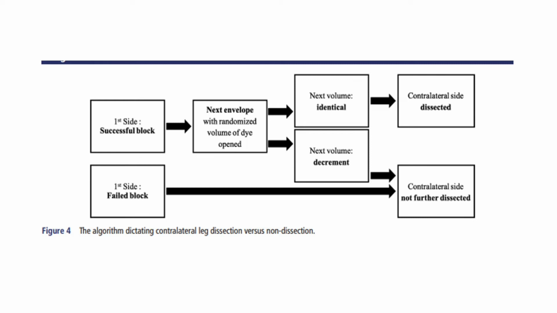So if the first site is a successful block, they open the next envelope. The next envelope contained the randomized volume of the dye. If the volume is the same as the initial injected volume, they will dissect the contralateral site. But if the next volume shows a decrement from the previous volume, they will not dissect the contralateral site any further. Same as the failed block.